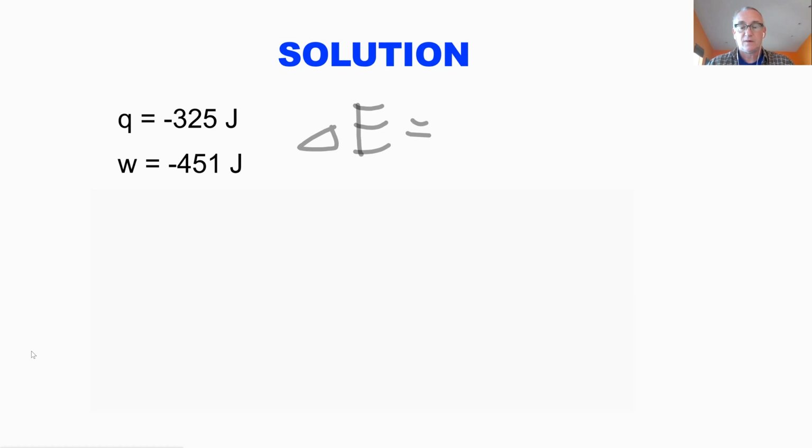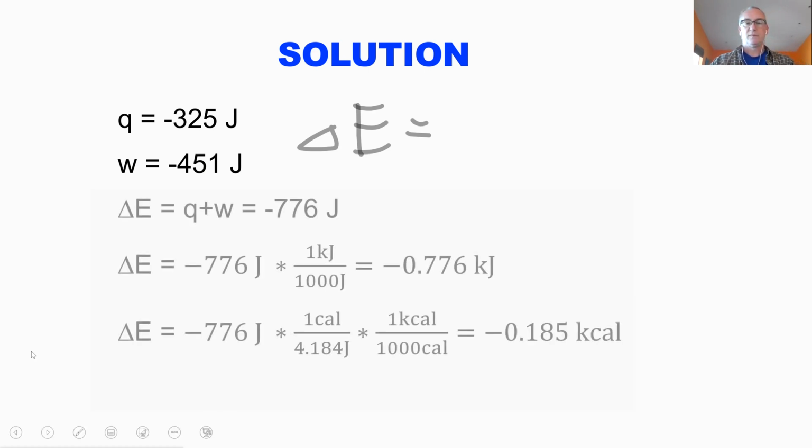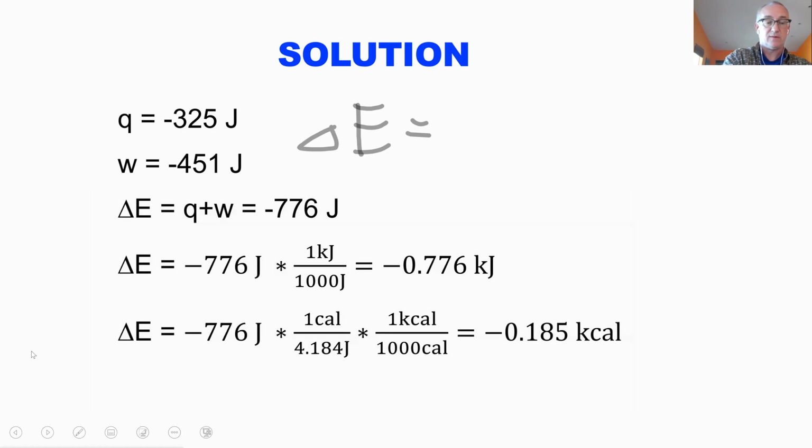Is it Q plus W? It is Q plus W. Always is. Yeah, so it's just Q plus W, so we just add them together. And so if we add them together, we get the two of them added together. Now that is in joules. Now it's a really quick conversion to change to kilojoules. We just multiply by 1/1,000.